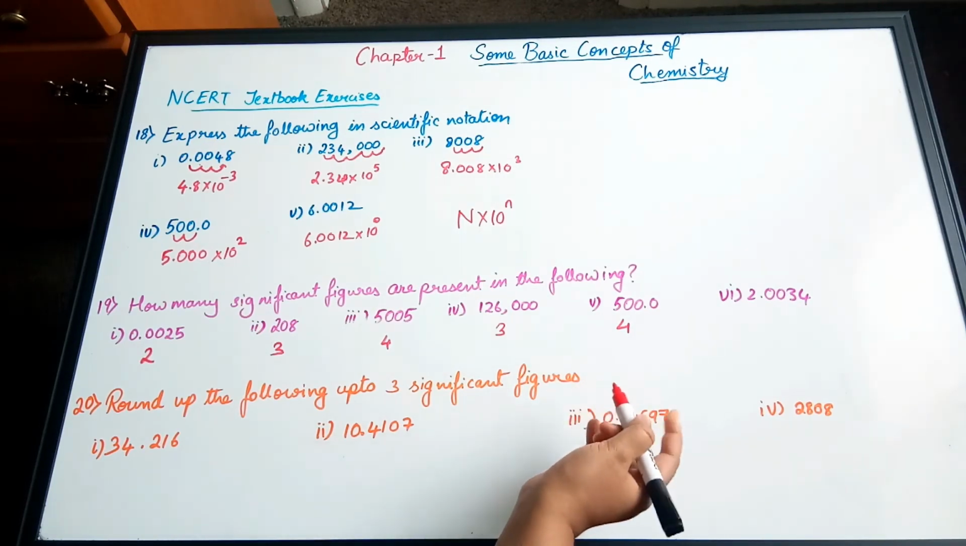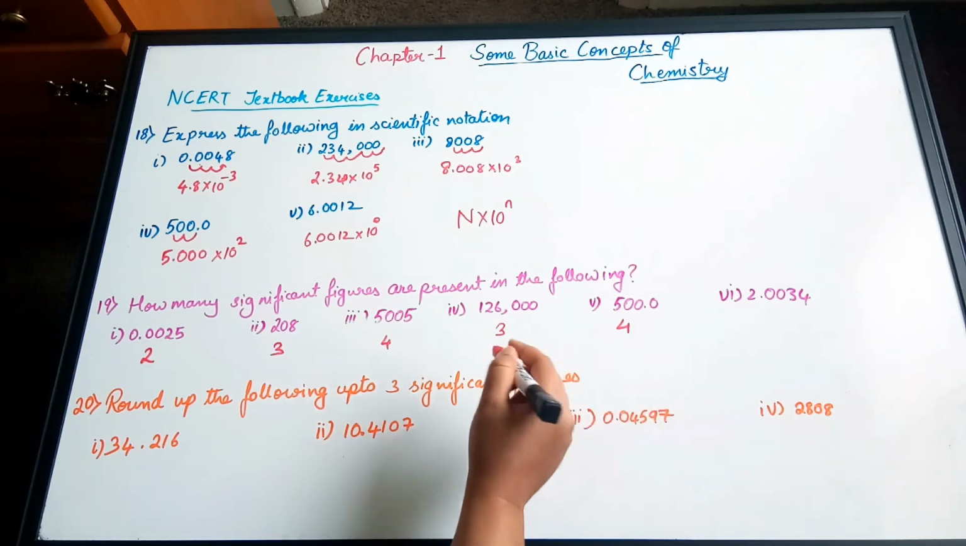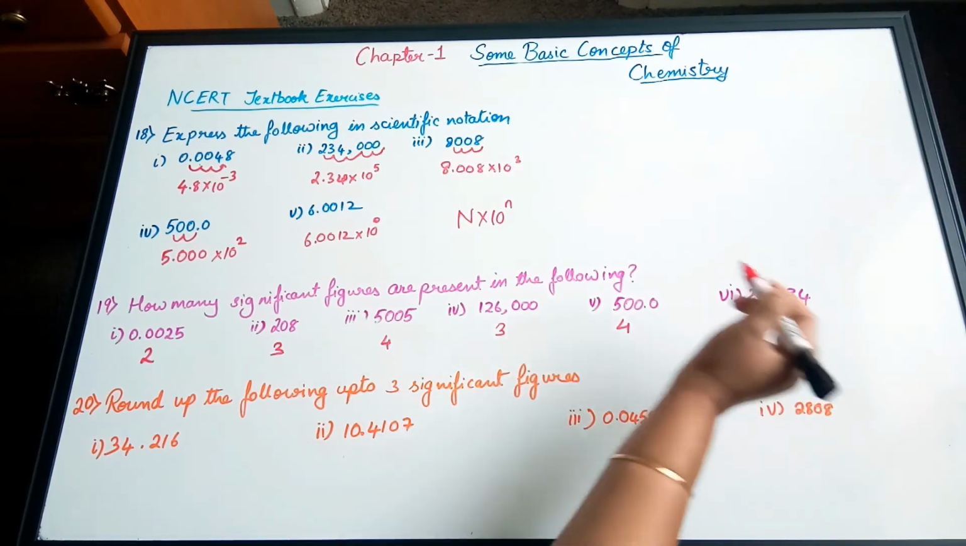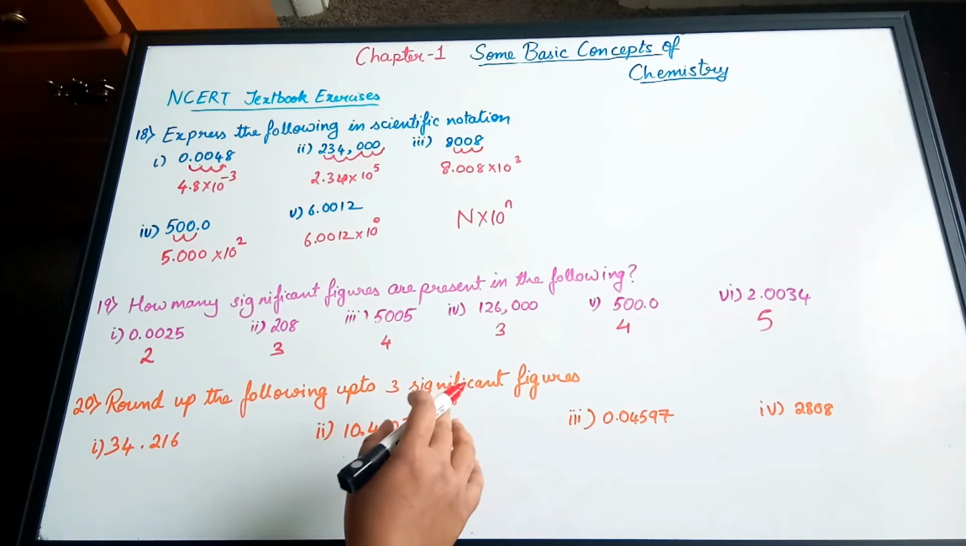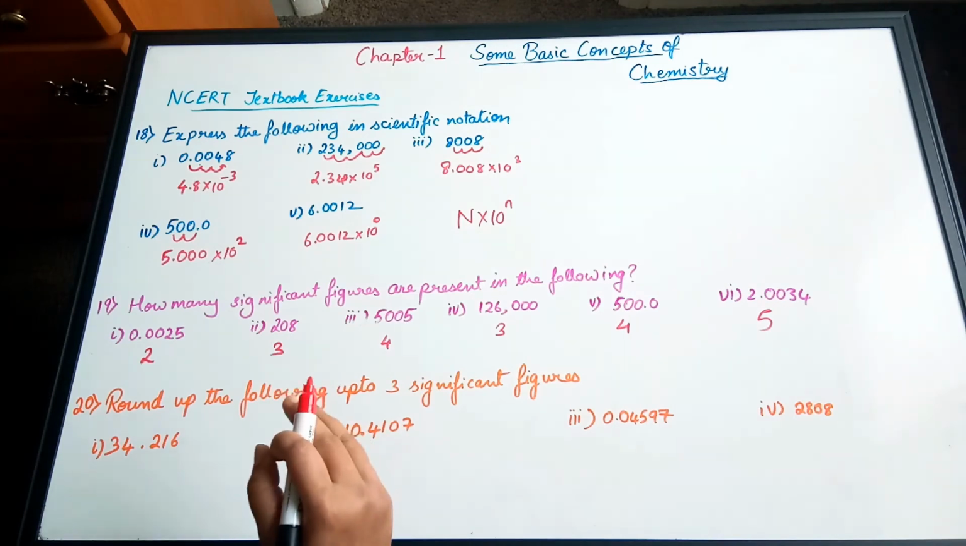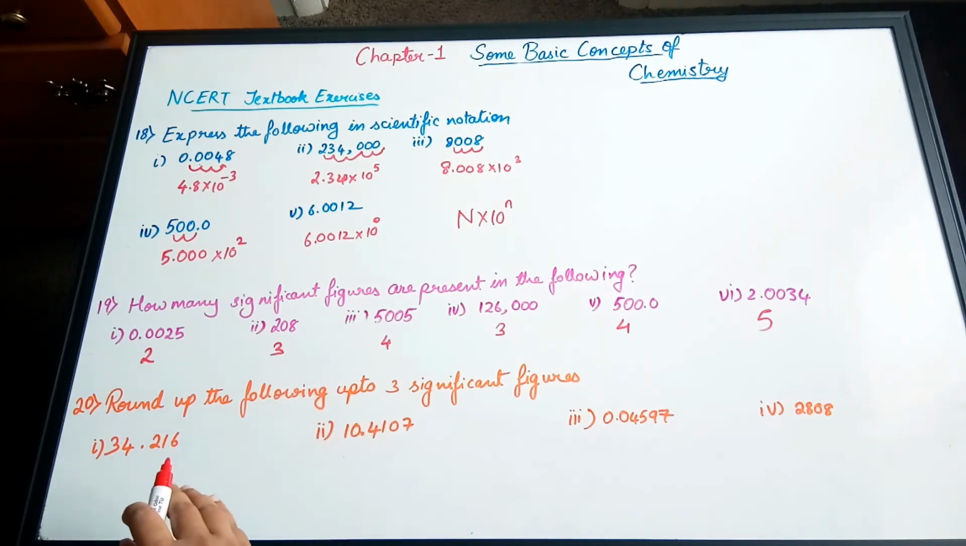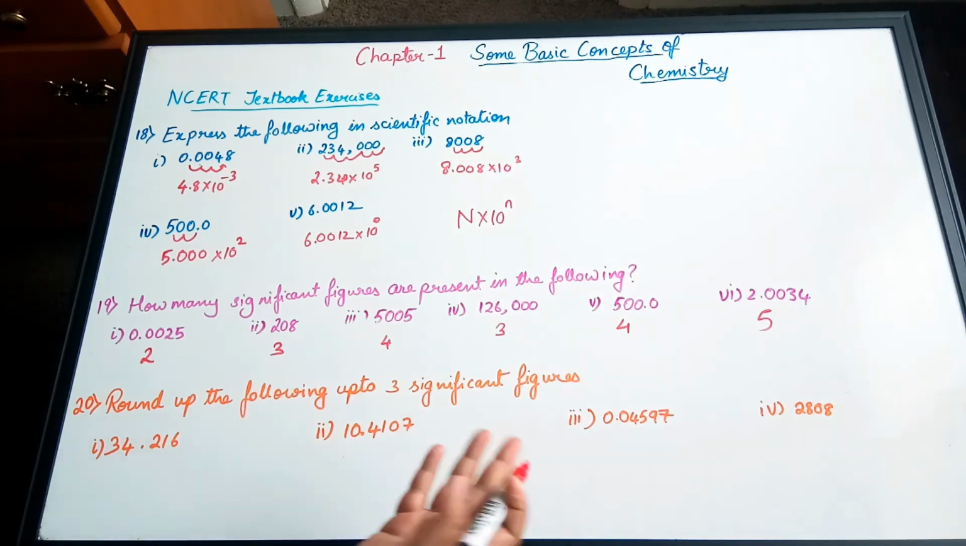The next one, 2.0034, has 5 significant figures. Now we need to round up the following to 3 significant figures, which means we need to have only 3 significant figures. This is done by rounding methods. You have certain rules, and while we solve this, I'll go over them.